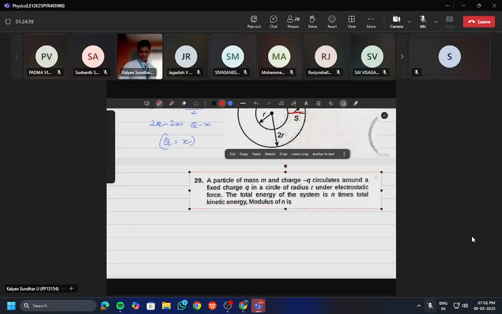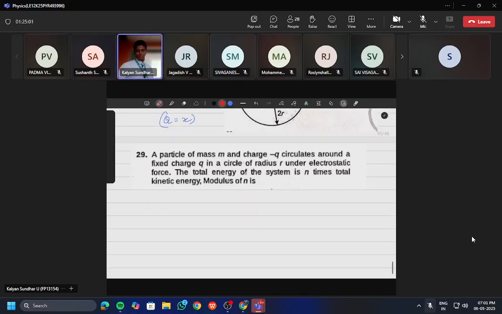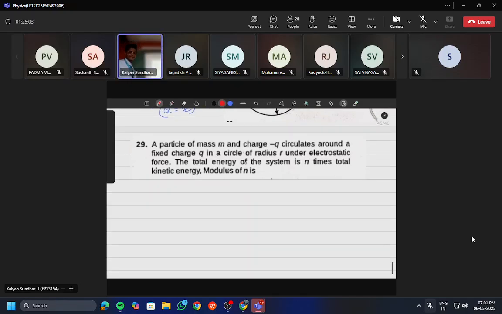This one, particle Q. A particle of mass m and charge minus Q circulates around a fixed charge Q in a circle of radius r under electrostatic force. The total energy of the system is n times the kinetic energy. Now what will be the modulus of n? We are asking what the value of n is.